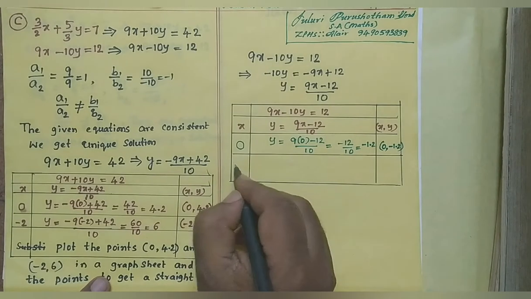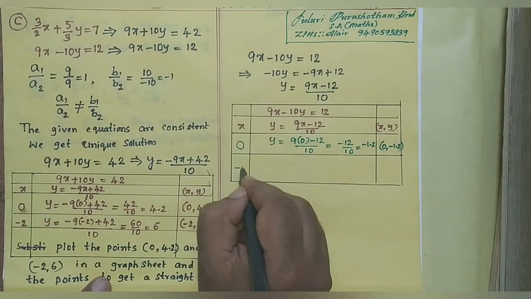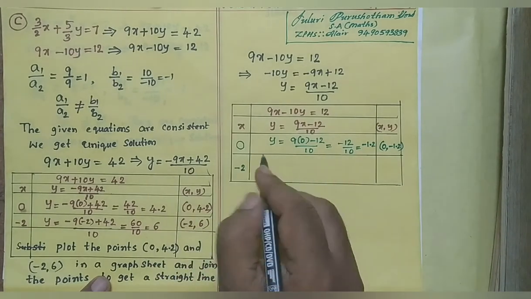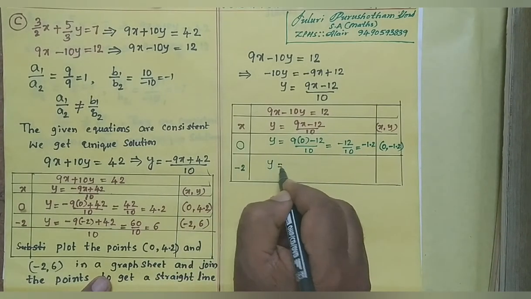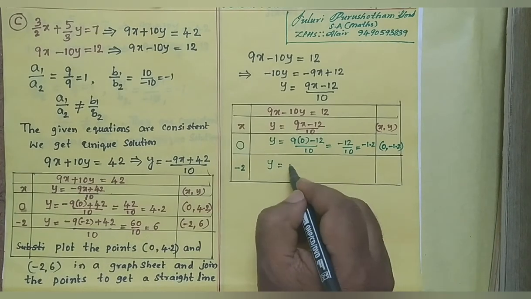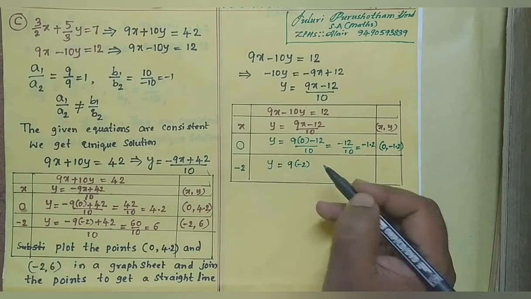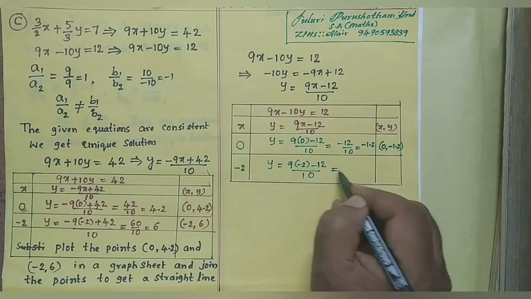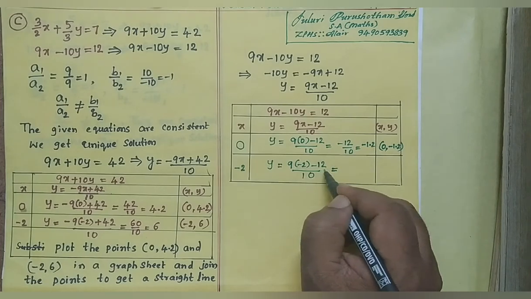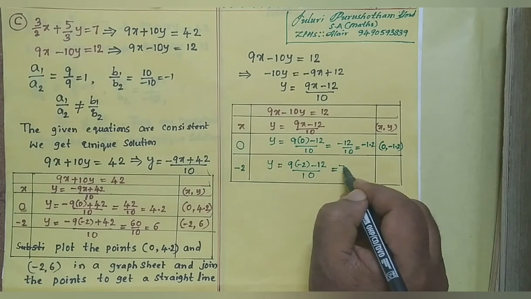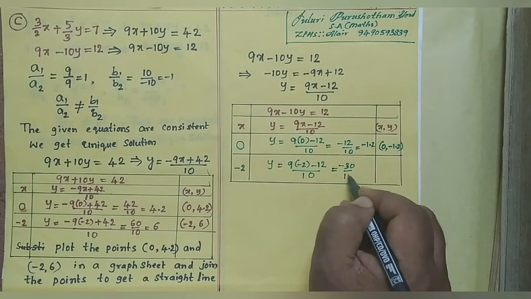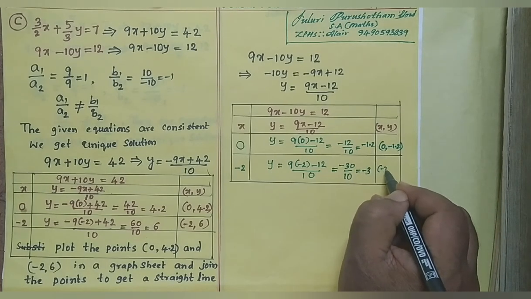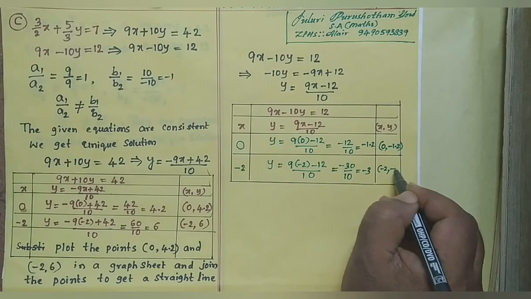Right. Now I am going to take x as minus 2. You can take 1 also, 2 also, 3 also, any values, but at least you have to find any two values. So y is equal to 9 into minus 2 minus 12, by 10. So 9 into 2 is 18, minus 18 minus 12 is minus 30, by 10. So we get here minus 3. We substituted minus 2, we got minus 3.